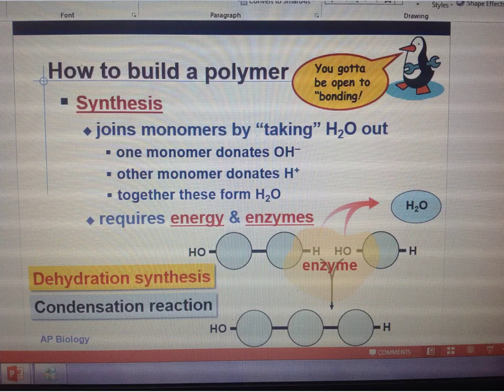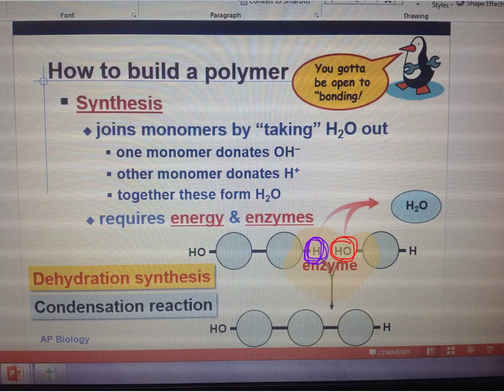Okay, same situation. Had to take a picture. So, like I said, how do you build the polymer? You do it by taking the water out. You have to open up space so that a bond can be created. The way we get the water is one of the monomers is going to donate the OH group. So like this one here is giving its OH group away. The other one is going to donate the hydrogen, and water is H2O, so we have two H's and an O. Now, it doesn't happen spontaneously.